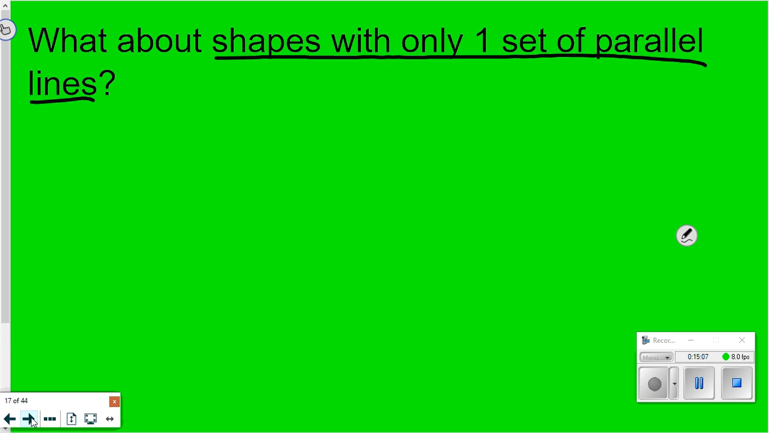Hang on, John. So I'm going to make my one set of parallel lines. Is it okay that they're different lengths? Yes. Parallel lines don't have to be equal. They just can't touch. They have to be the same distance apart.